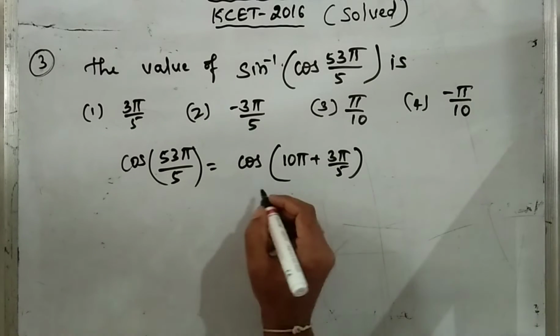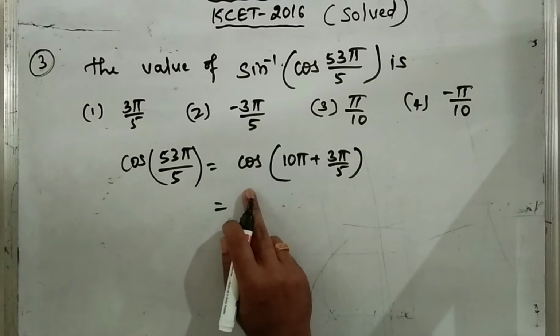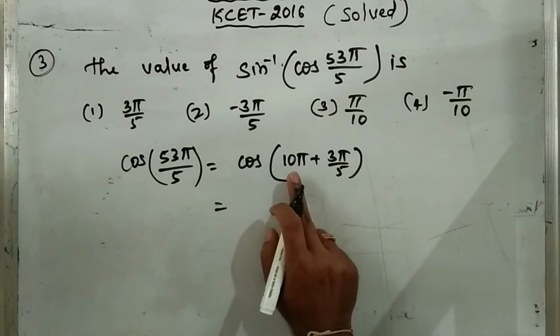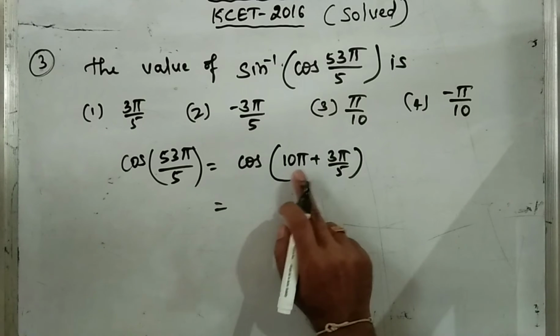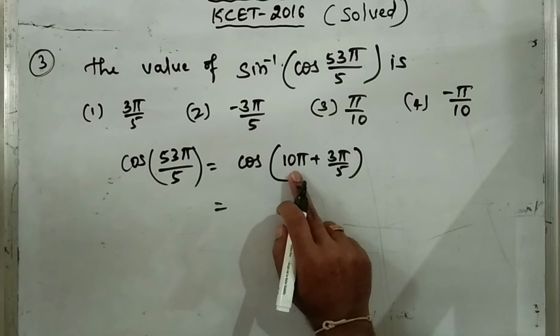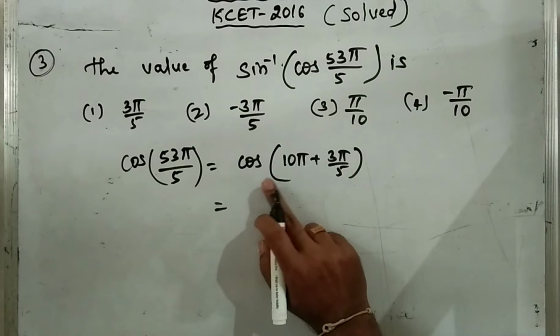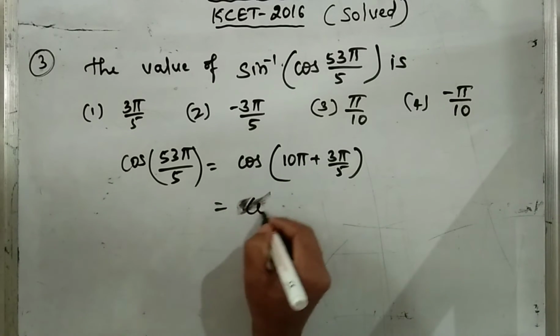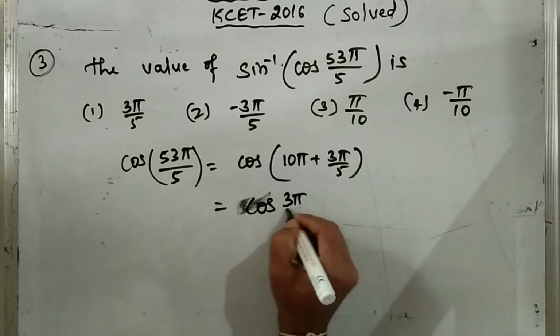Now cos of (10 pi plus 3 pi by 5). After an interval of 2 pi, the cos and sine values become the same. That's why this is cos 3 pi by 5.